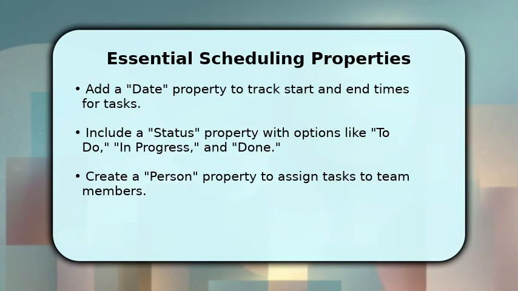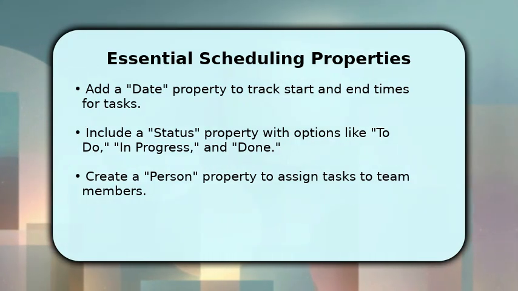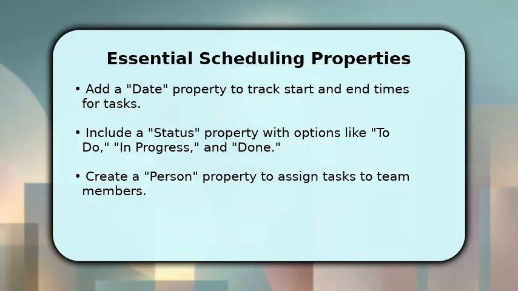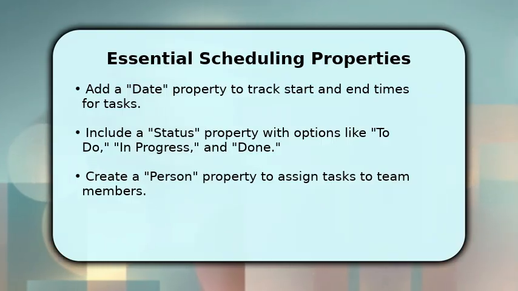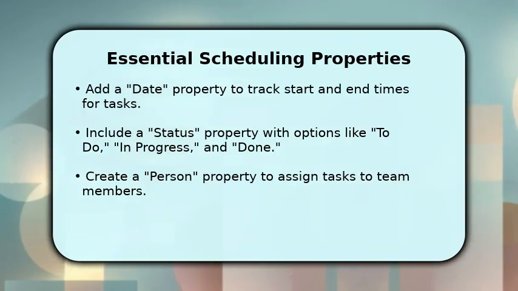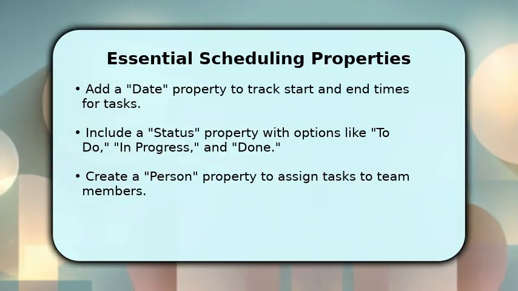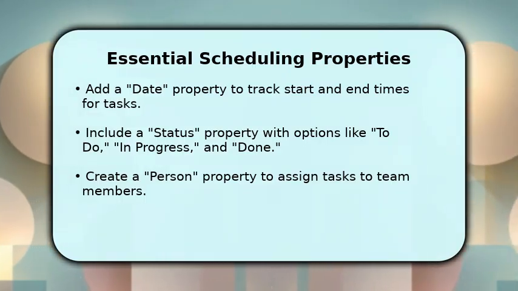Now, let's add some essential properties to your database to make it functional. A date property is crucial for setting deadlines and tracking durations. You'll also want a status property to clearly see where each task stands, perhaps with 3 options like to do, in progress, and done. If you're collaborating, a person property allows you to assign tasks. Finally, a priority property helps you focus on what's most important, using categories like high, medium, or low.